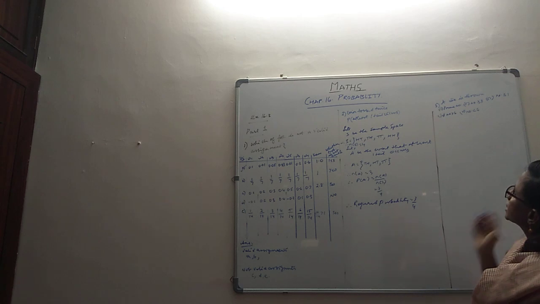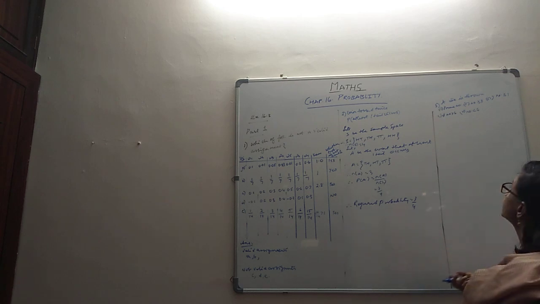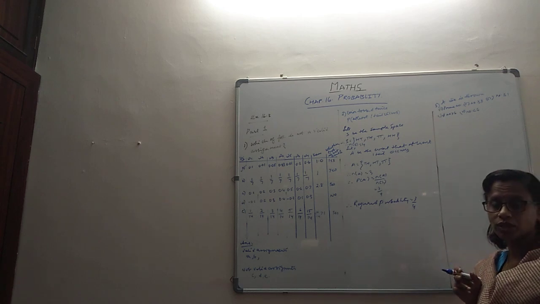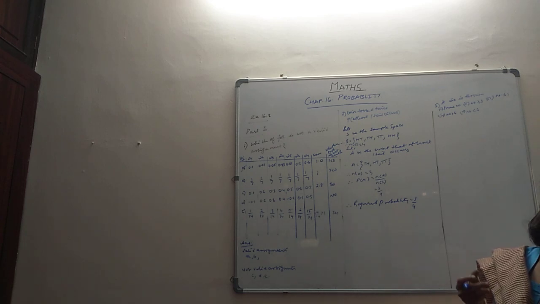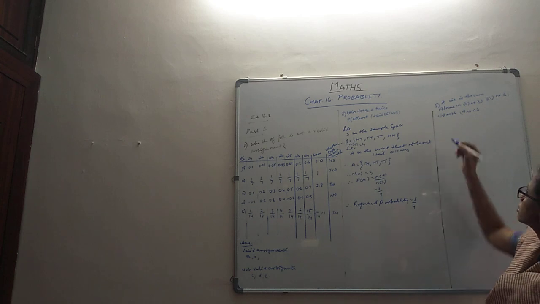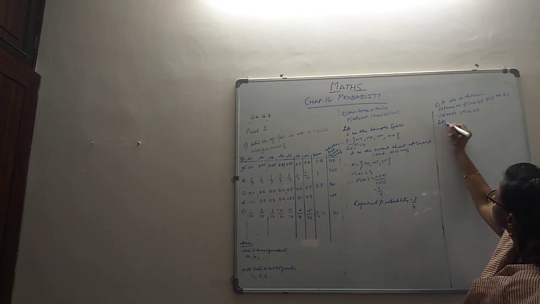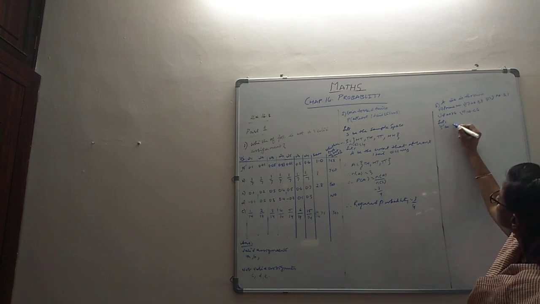Question number 3 says that a die is thrown. They say that a die is thrown. So we know what is the outcome. That we will write, get the sample space, and then individual events we will take, and we will try to find out the answer. So let S be the sample space.